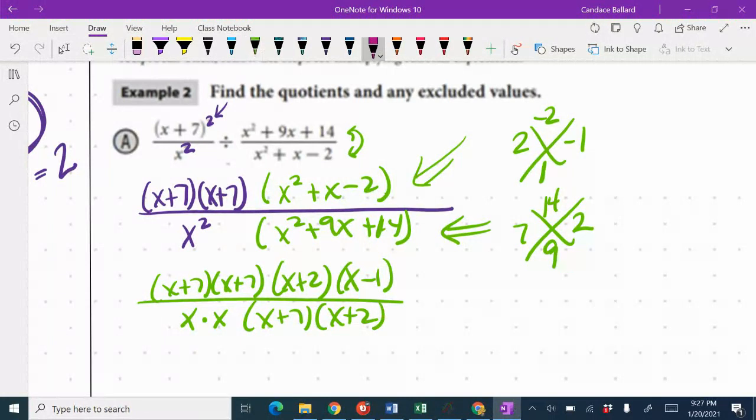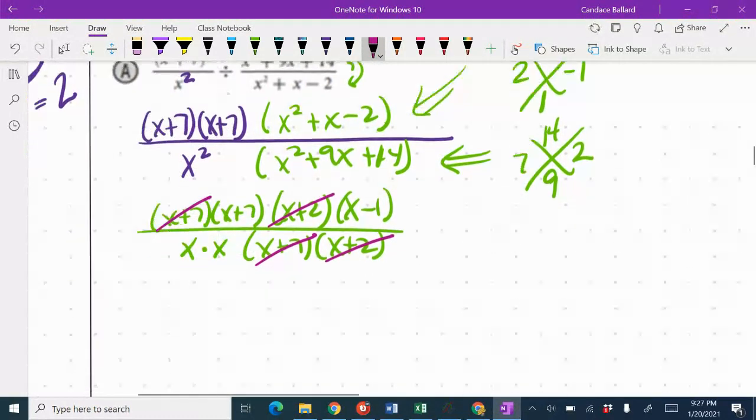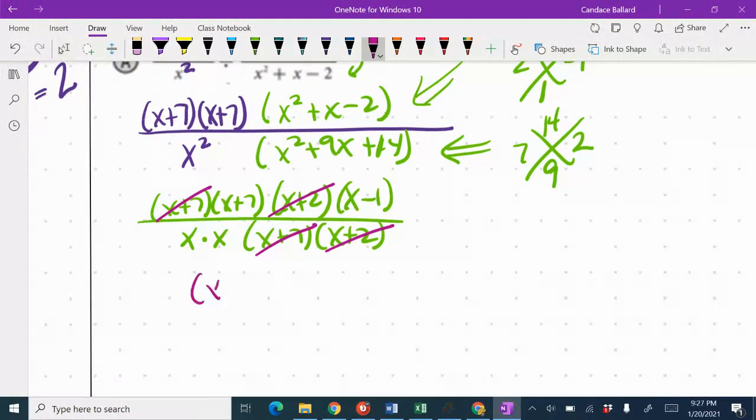Now we get to do that fun part of crossing stuff out that matches. And remember, the pair has to be one on the top and one on the bottom. So I see an x plus 7 and an x plus 7. I only get to do one set. And I see x plus 2 and x plus 2. It doesn't look like there's anything else, so my final answer would be x plus 7 times x minus 1, and I'm going to rewrite that back as squared.